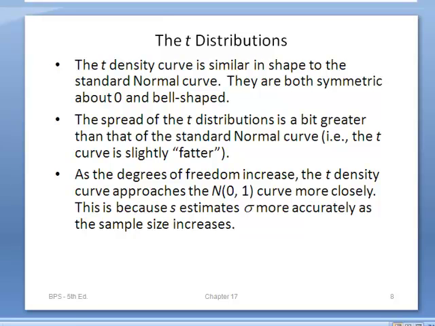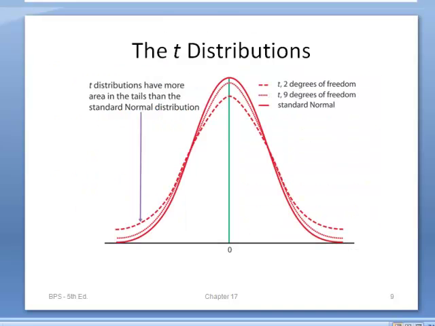In other words, the t-distribution will look very, very similar to the normal distribution as our sample size gets large. This is because our sample standard deviation gets closer to the true value of the population standard deviation as our sample size gets greater. The law of large numbers, if you remember. So let's take a look at the t-distributions.